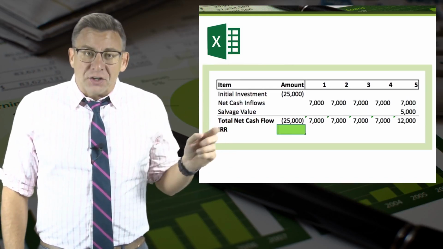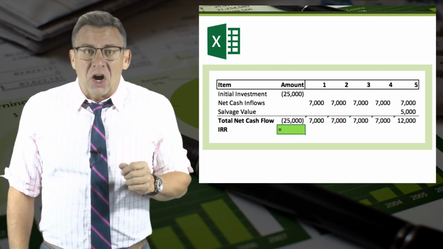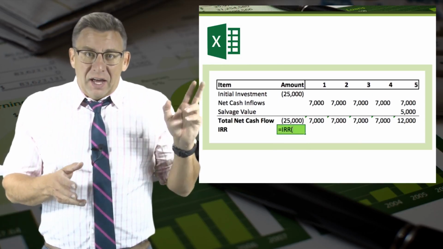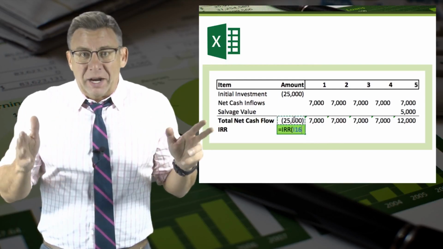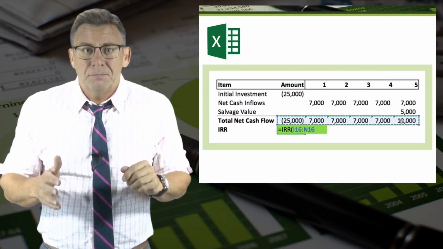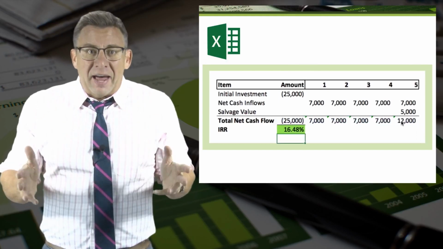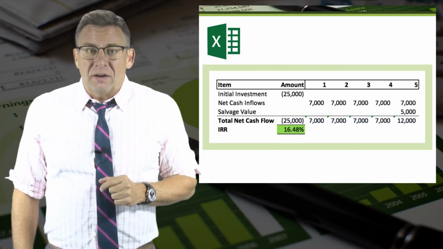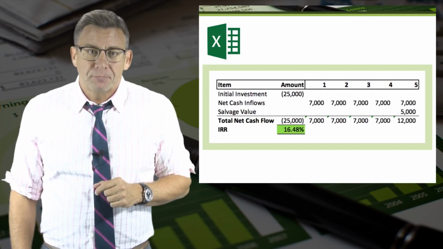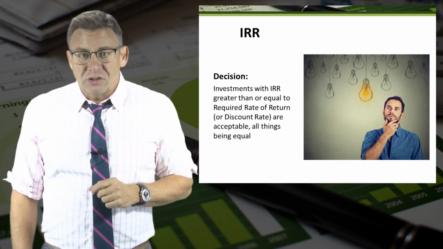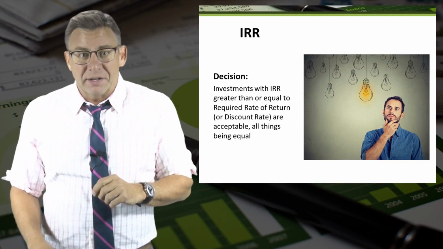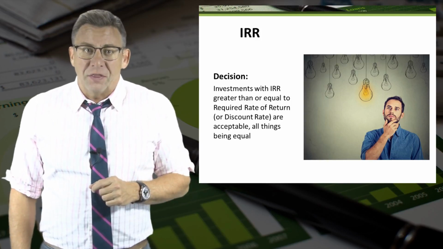Okay, so I enter equals IRR, open parentheses, and then I highlight the entire range of cash flows, which is I-16 to M-16. And that gives me an IRR of 16.48%. Our investment decisions on investments with IRRs greater than or equal to the discount rate are acceptable, all things being equal.